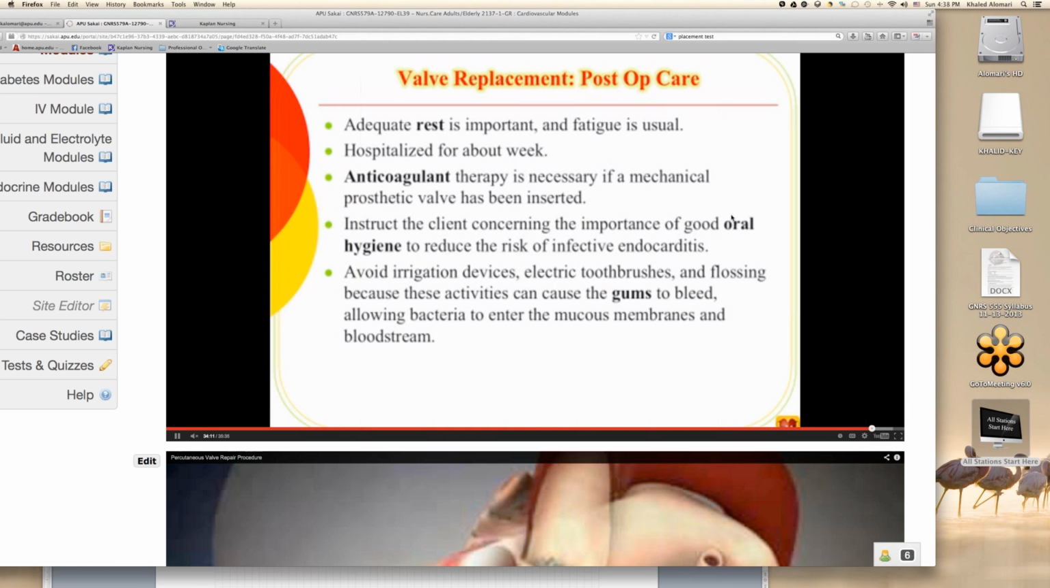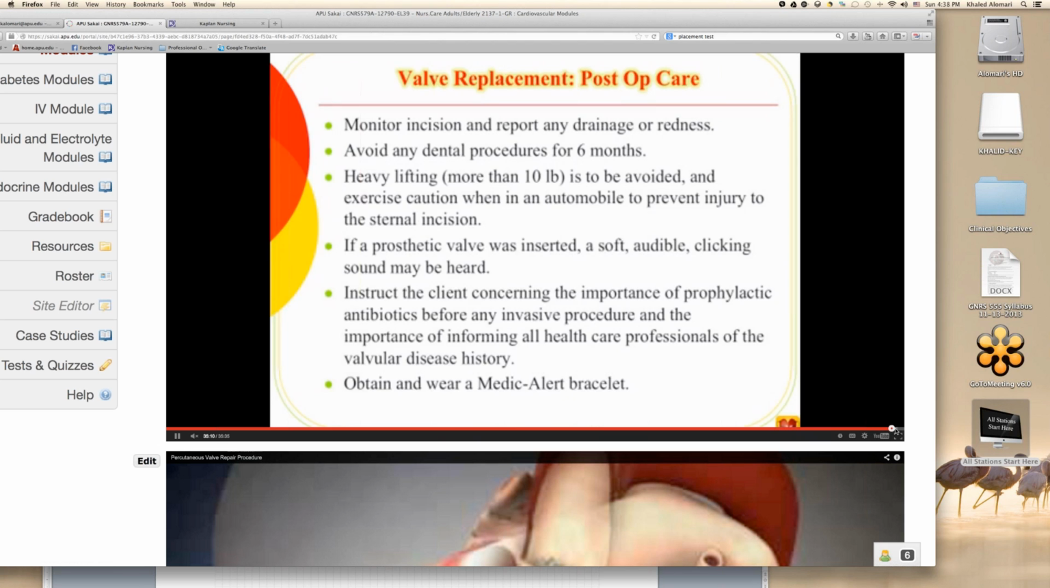Also, although they need oral hygiene, oral care, it doesn't have to be something rough, because they may bleed. And then a microorganism that's normally the normal flora in the mouth can become harmful in the blood, as you know. So the post-op care is very important.